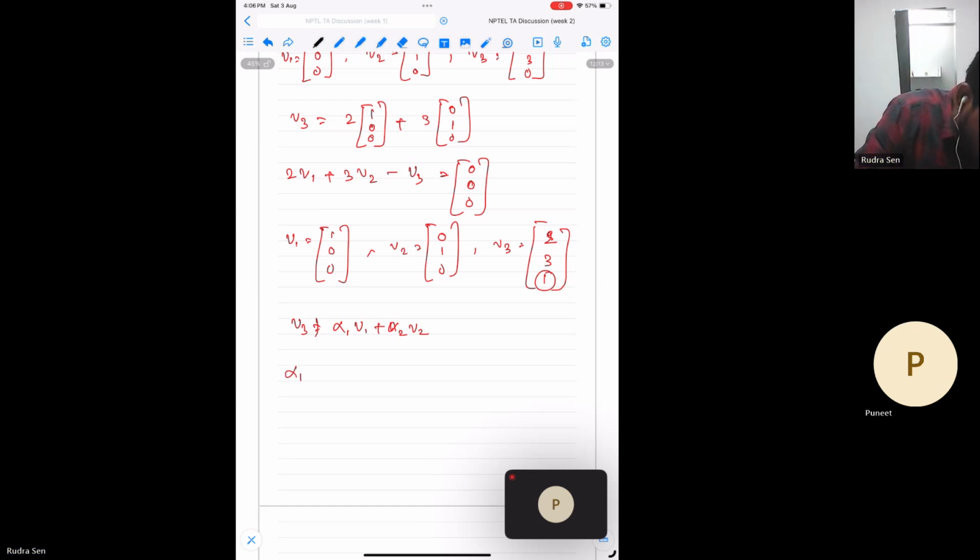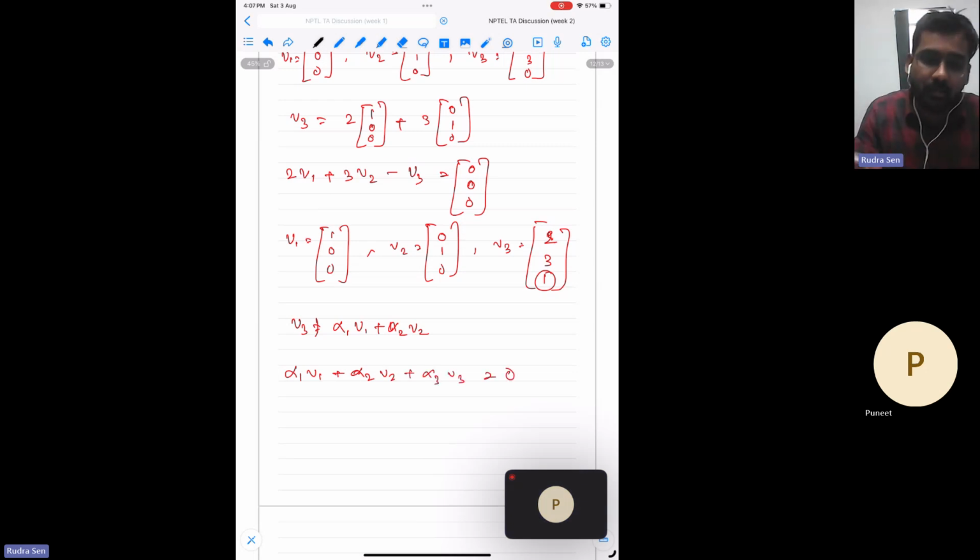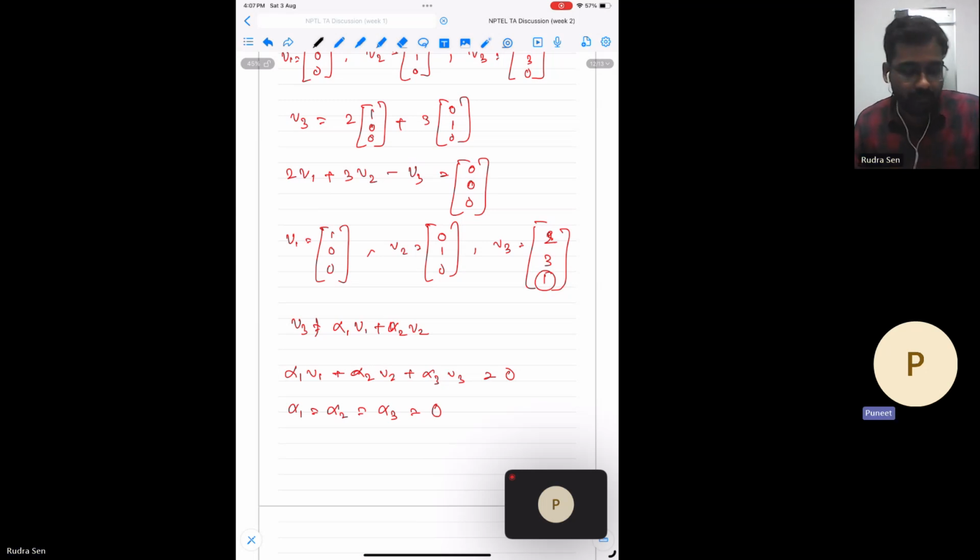That means alpha 1 v1 plus alpha 2 v2 plus alpha 3 v3 equals 0 is only possible when alpha 1 equals alpha 2 equals alpha 3 equals 0. Only at that position will this combination become 0. Otherwise, this combination will never become 0 for this case. So here v1, v2, v3 are linearly independent.